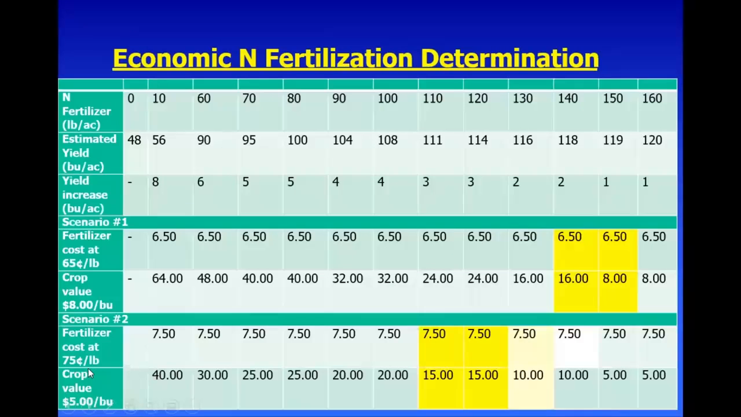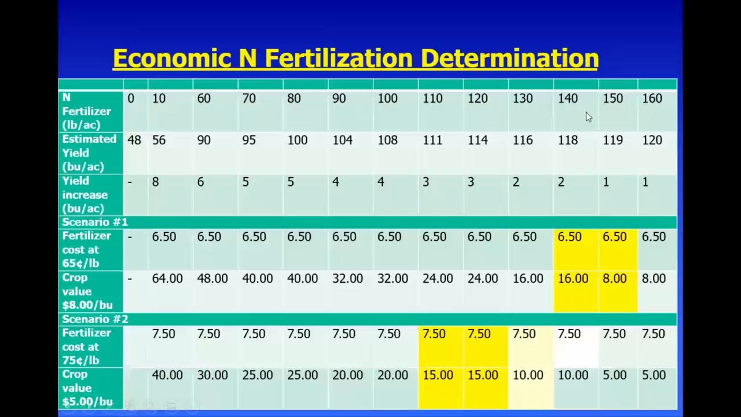But here, I've changed the price of the fertilizer from 65 to 75 cents a pound. I've dropped the wheat value from $8 to $5 a bushel. Our 2-to-1 ratio actually comes in here, at 110 to 120 pounds of nitrogen fertilizer. So it's the same response curve, but with different economics.